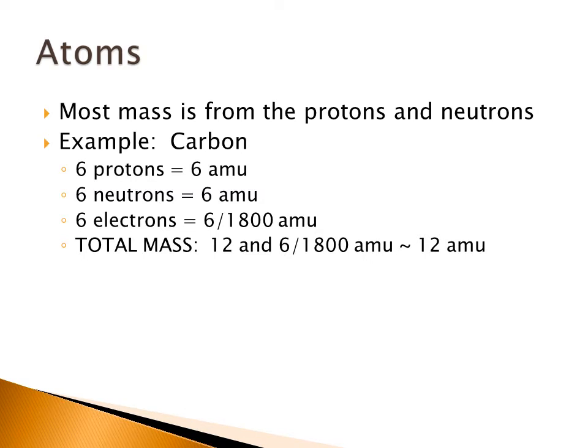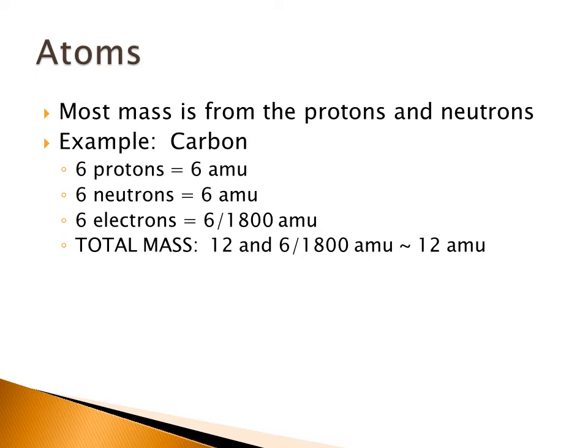Now, if we add up the mass for an example being carbon, a carbon-12 atom, we know that it has 6 protons, 6 neutrons, and 6 electrons. So we get 6 AMUs worth of protons, 6 AMUs worth of neutrons, and 6/1800ths of an AMU worth from the electrons. And when we add all that together, we get 12 and 6/1800ths atomic mass units, which is practically just 12. So it's easy to see how all of the mass really is contingent upon your numbers of protons and neutrons, and how the mass of an electron doesn't really affect your overall mass.